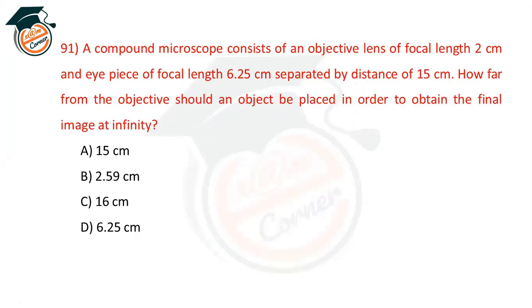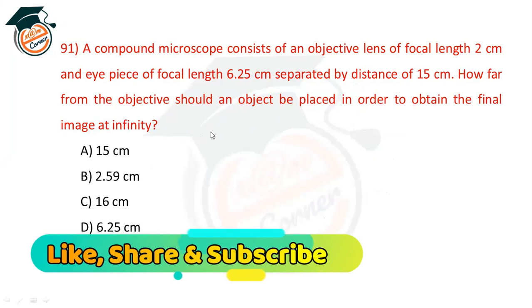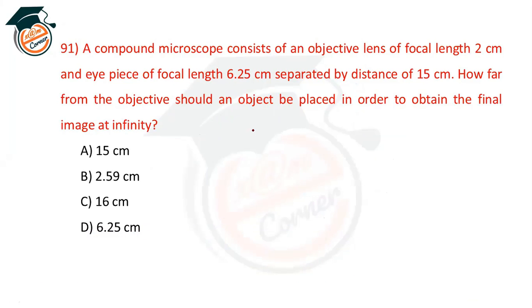Okay, so first question. A compound microscope consists of an objective lens of focal length 2 cm and eyepiece of focal length 6.25 cm separated by a distance of 15 cm. How far from the objective should an object be placed in order to obtain the final image at infinity? First, look at the basic points given.